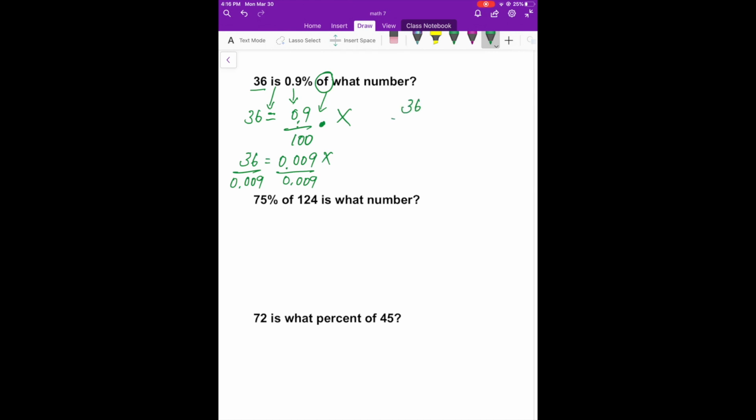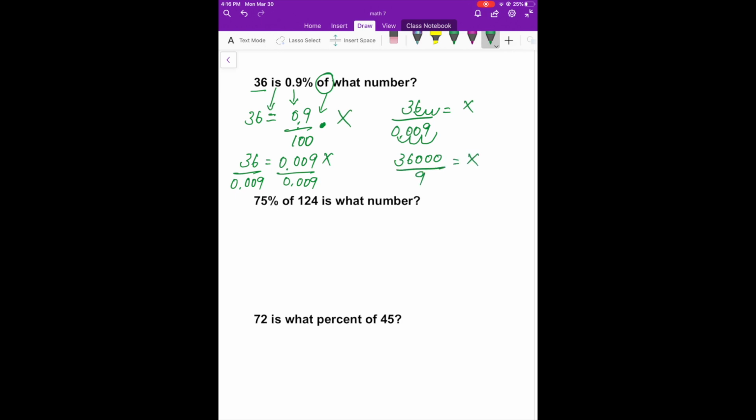So it is 36 over 0.009 is equal to x. Now you need to simplify that. You can move the decimal over 3 times to the right or multiply by 1000. So you will get 36,000 over 9 is equal to x, which is pretty easy because 36 divided by 9 is 4. So x is going to be 4,000.